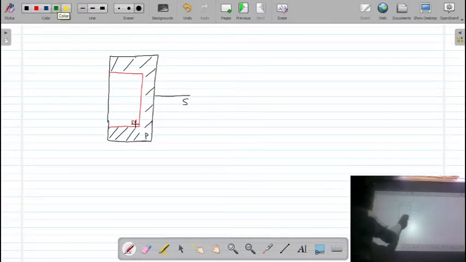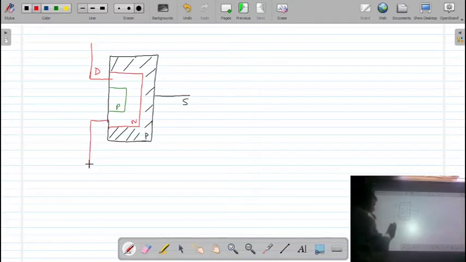Now, in this N channel, heavily doped P-type material is diffused. So you now have a 3-terminal device. This is your drain. This is your source. And this is your gate.